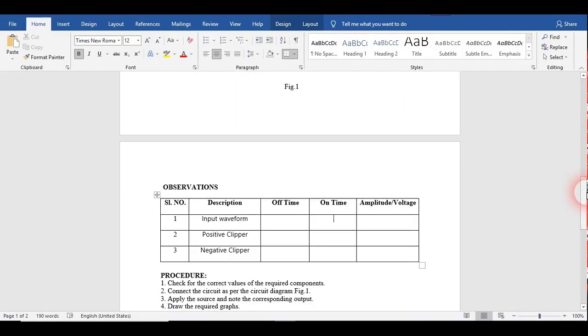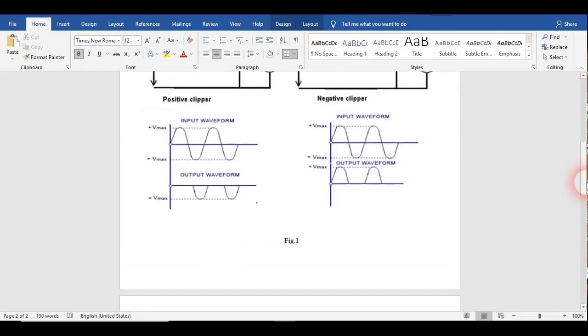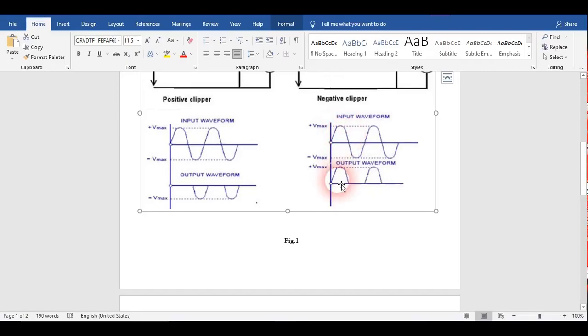So here you see, this is for the observation: the input waveform, positive clipper and negative clipper. This one is off time and on time for the input waveform, positive clipper and negative clipper. This one is amplitude or voltage. So off time and on time, what is this? In one time period of any signal there is one off time and one on time. Just see here, the on time of this input waveform should be equal to the on time of this output waveform.